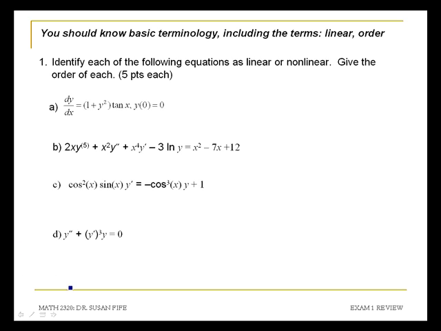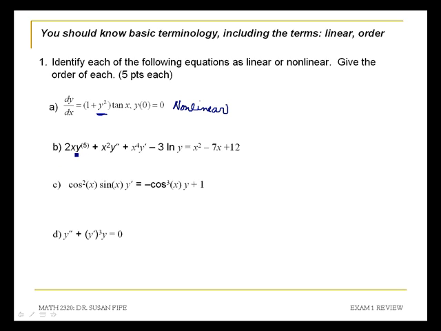On this first equation, the derivative, this first term, is linear, and it is equal to 1 plus y squared. Now this y squared term is quadratic, and so this is not linear. This is nonlinear. Once we have one nonlinear term, then the entire equation is nonlinear.